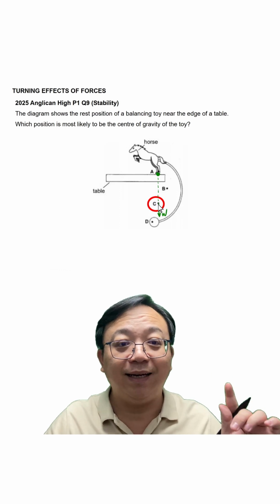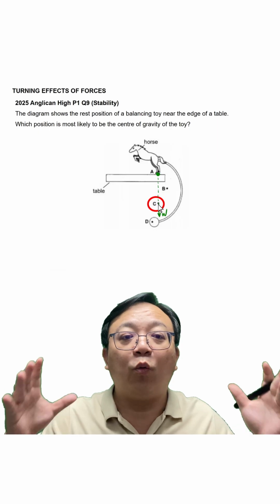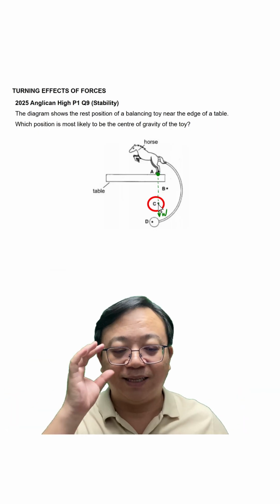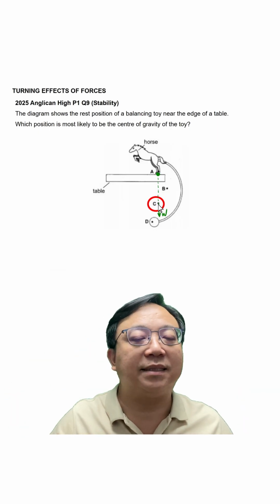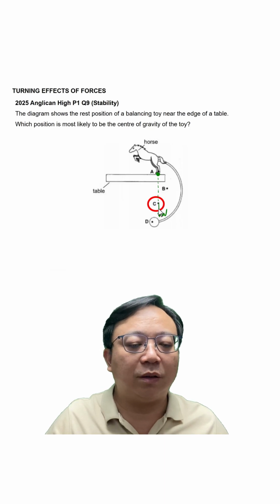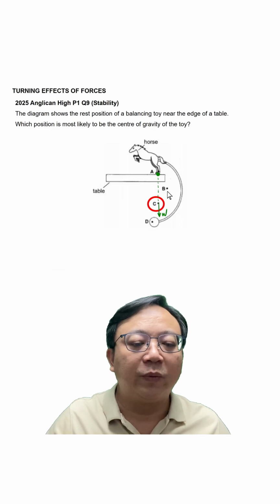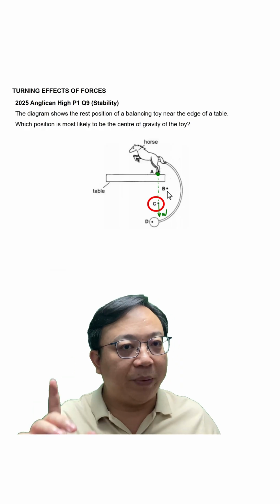Now, do you realize that the CG is not necessarily within the object? Okay? So it can be outside the object. In this case, it is C. Why is it not at D or at B? Because if the weight is at B, there will be a big problem.